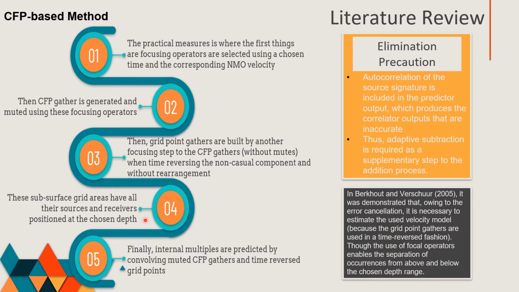And for the CFP method, there is an elimination precaution: the autocorrelation of the source signature is included in the predicted output, which produces correlated output that is inaccurate. Thus, we need adaptive subtraction, because it is a supplementary step to the elimination process. And in 2005, Berkhout and Verschuur demonstrated that owing to the error calculation, it is necessary to estimate the residue model, because the grid point gather is used in a time reversed fashion, though the use of the focal operator enables the separation of occurrences from above and below the chosen depth range.